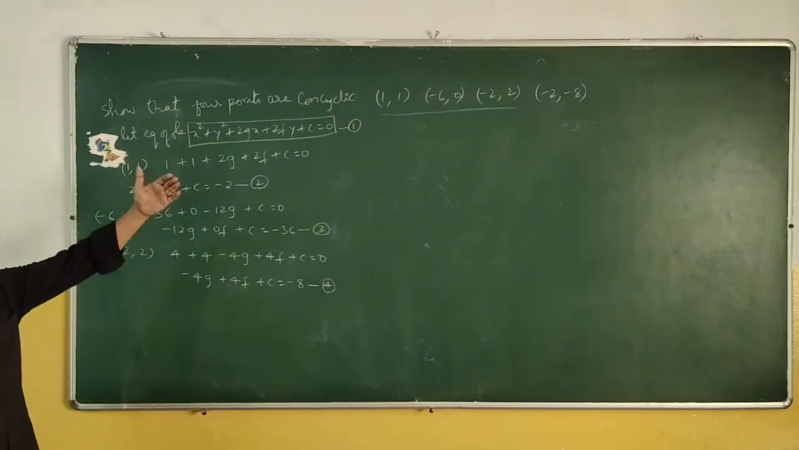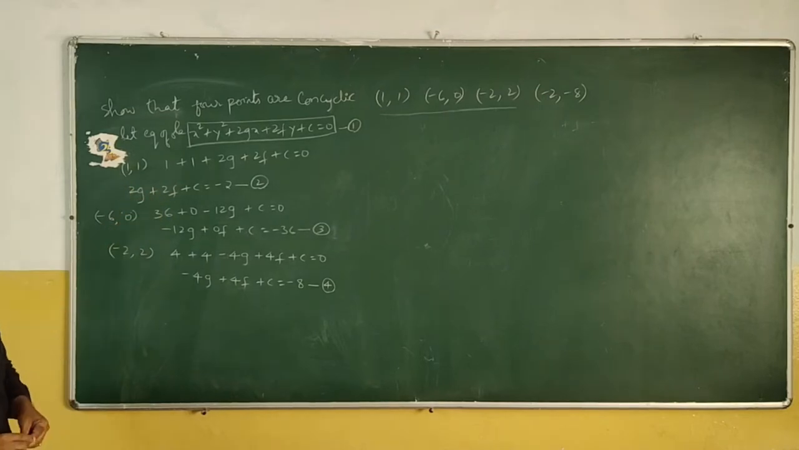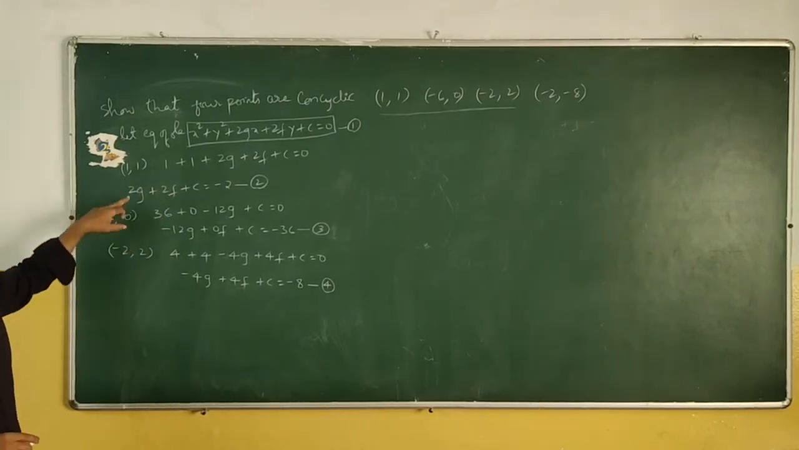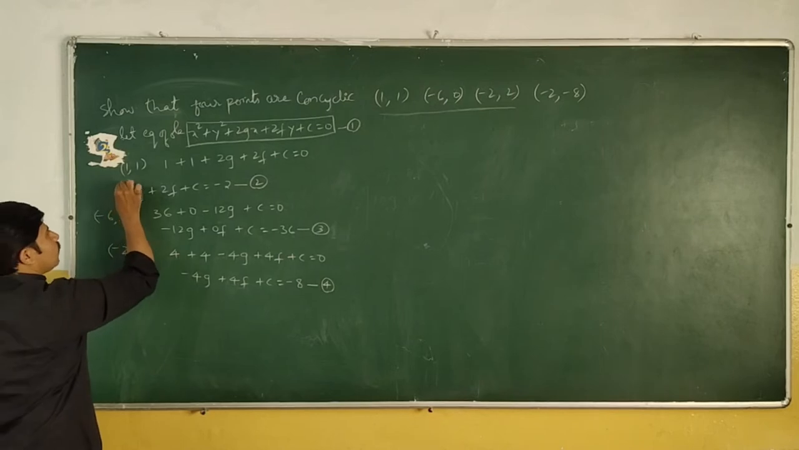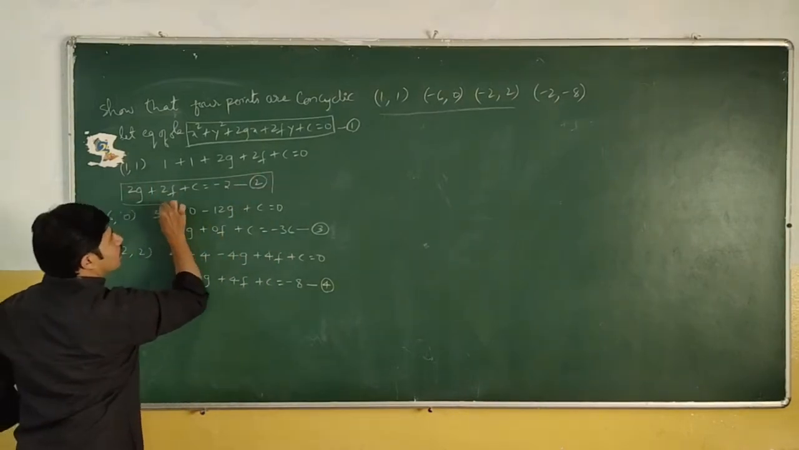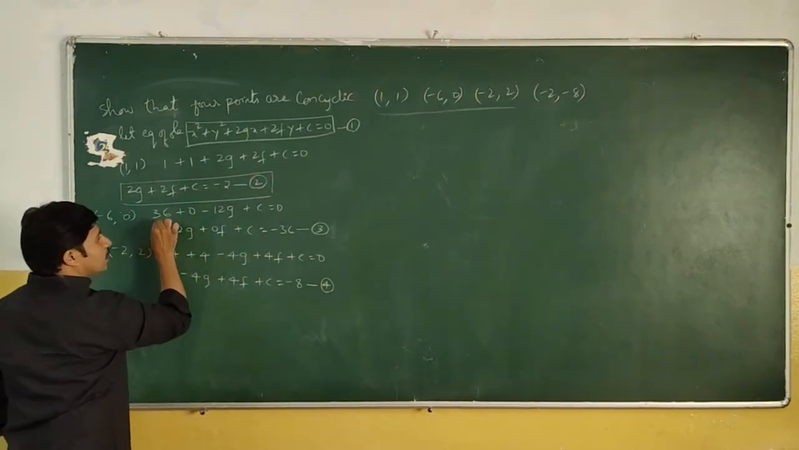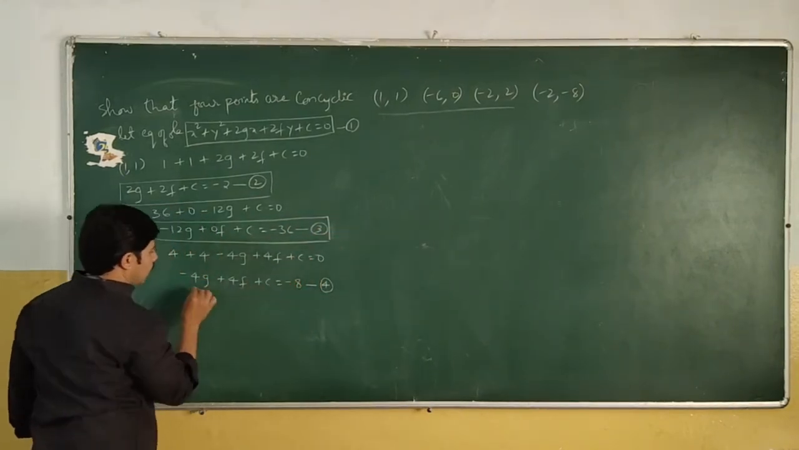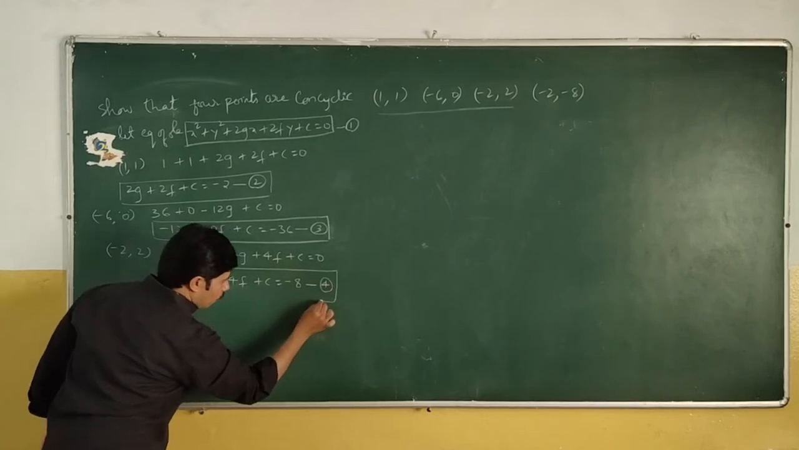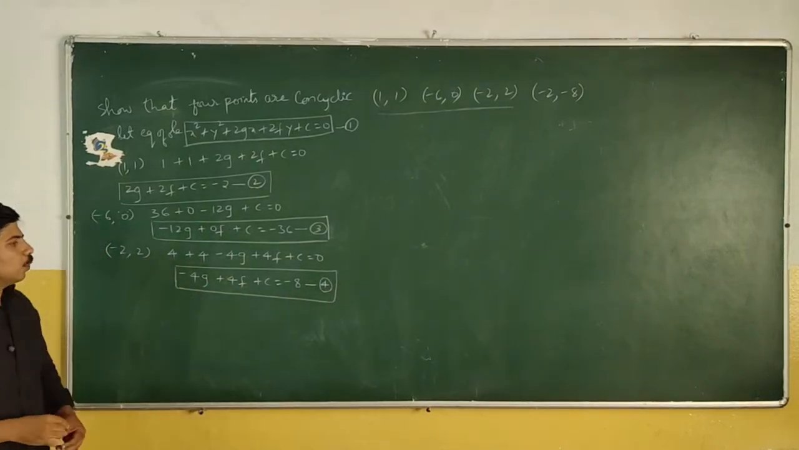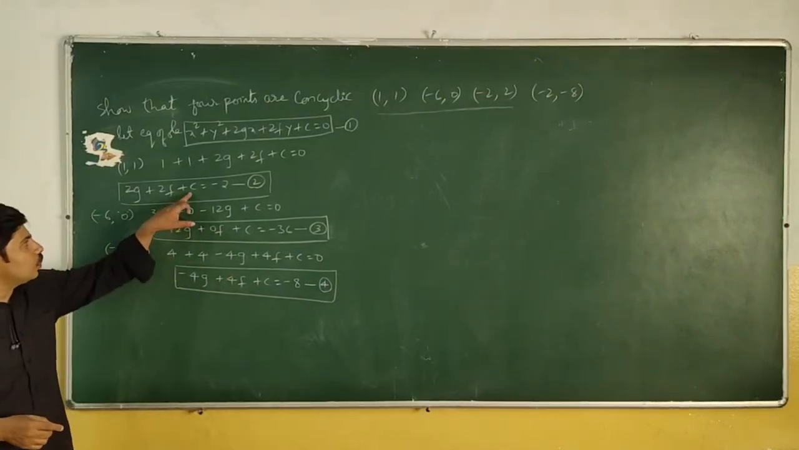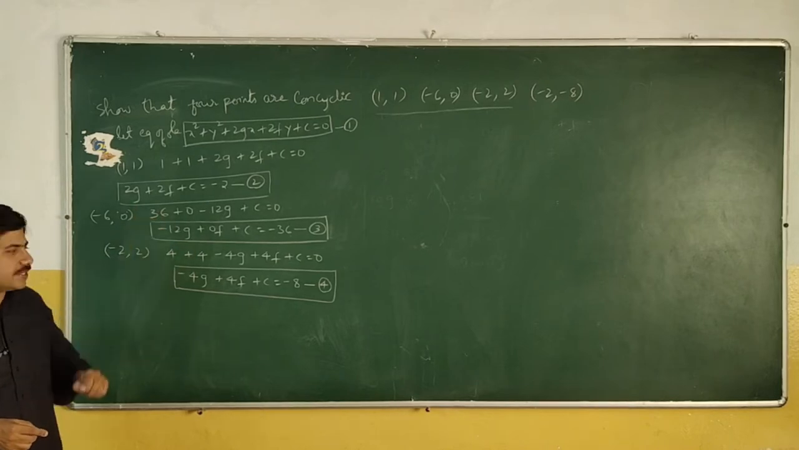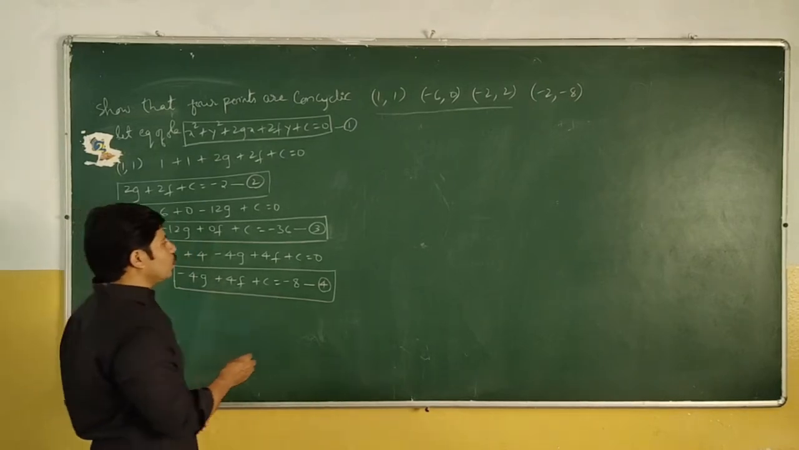So first 3 points we use and find the equation of circle. Those 3 points are substituted. I got equation 2. This is equation 2. Okay, this is equation 3. Now what we will do is, we will solve 2 and 3 and eliminate c. Okay, solve 2 and 3.